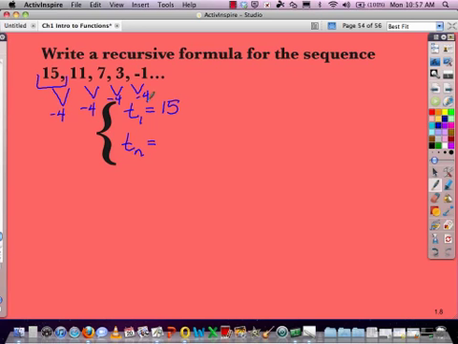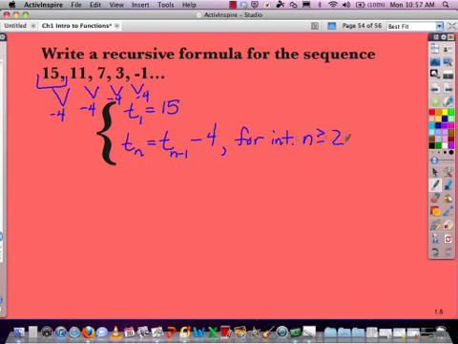So all other terms in our sequence will be equal to the previous term, t sub n minus 1, we learned. And then what are we going to do? We're going to subtract 4. And then do not forget that statement that tells us this is for all other terms in the sequence. We say for integers, and we can abbreviate int, integers, n greater than or equal to 2.